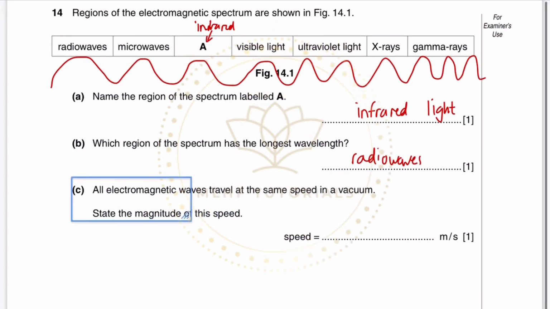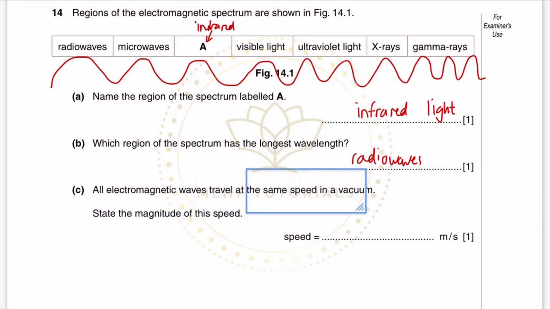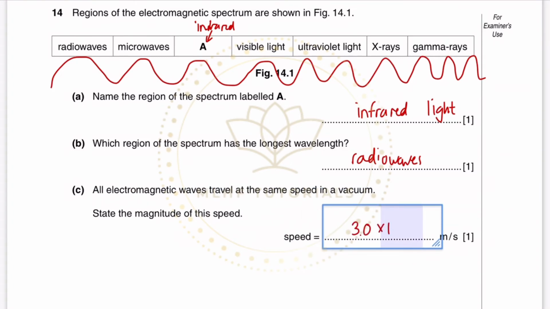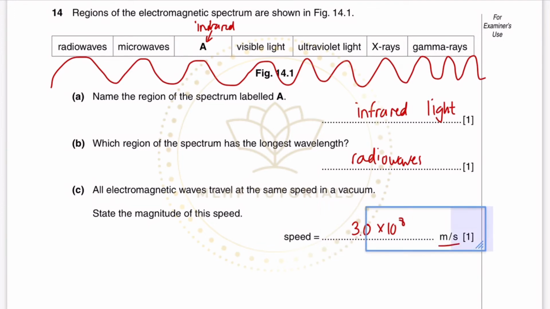Okay, part C. All the electromagnetic waves travel at the same speed in a vacuum. State the magnitude of this speed. So the speed here is 3.0 times 10 to the power of 8 meters per second. Okay, the units are already there. Next.